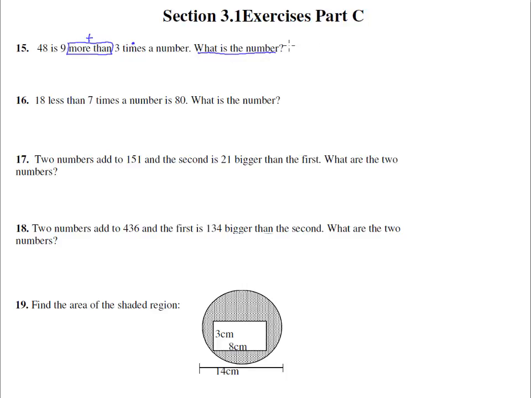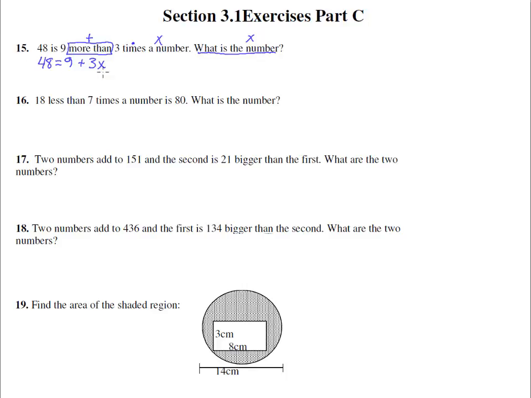Well, it says what is the number? We've got to pick a variable. We can pick any variable we want to and say, hey, this is x. And that's what we do. We say that there's our x right there. Now we translate. Think about how we can turn this into an equation, and we can translate this directly. Where it says 48 is 9 more than 3 times a number. And that's our number right there.